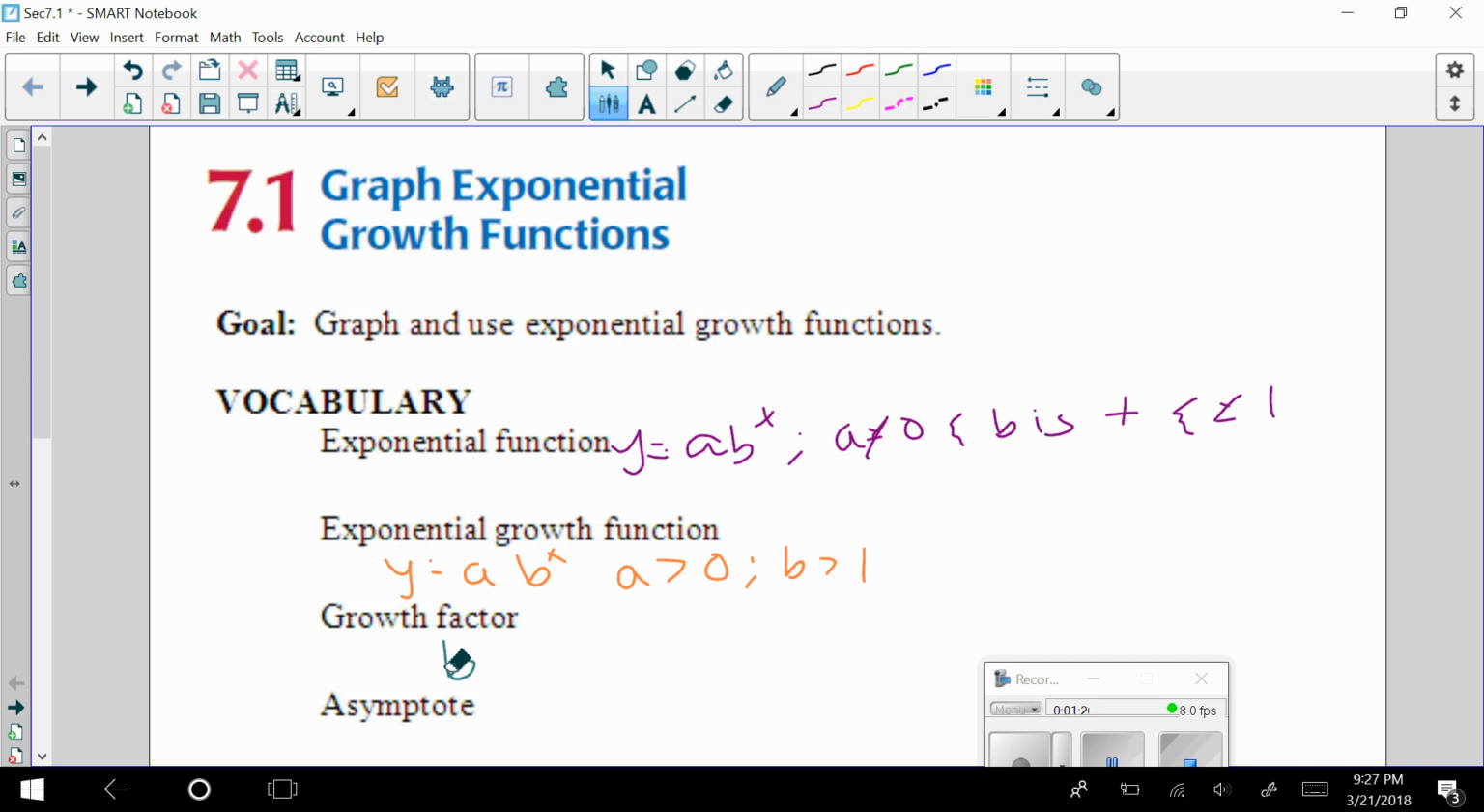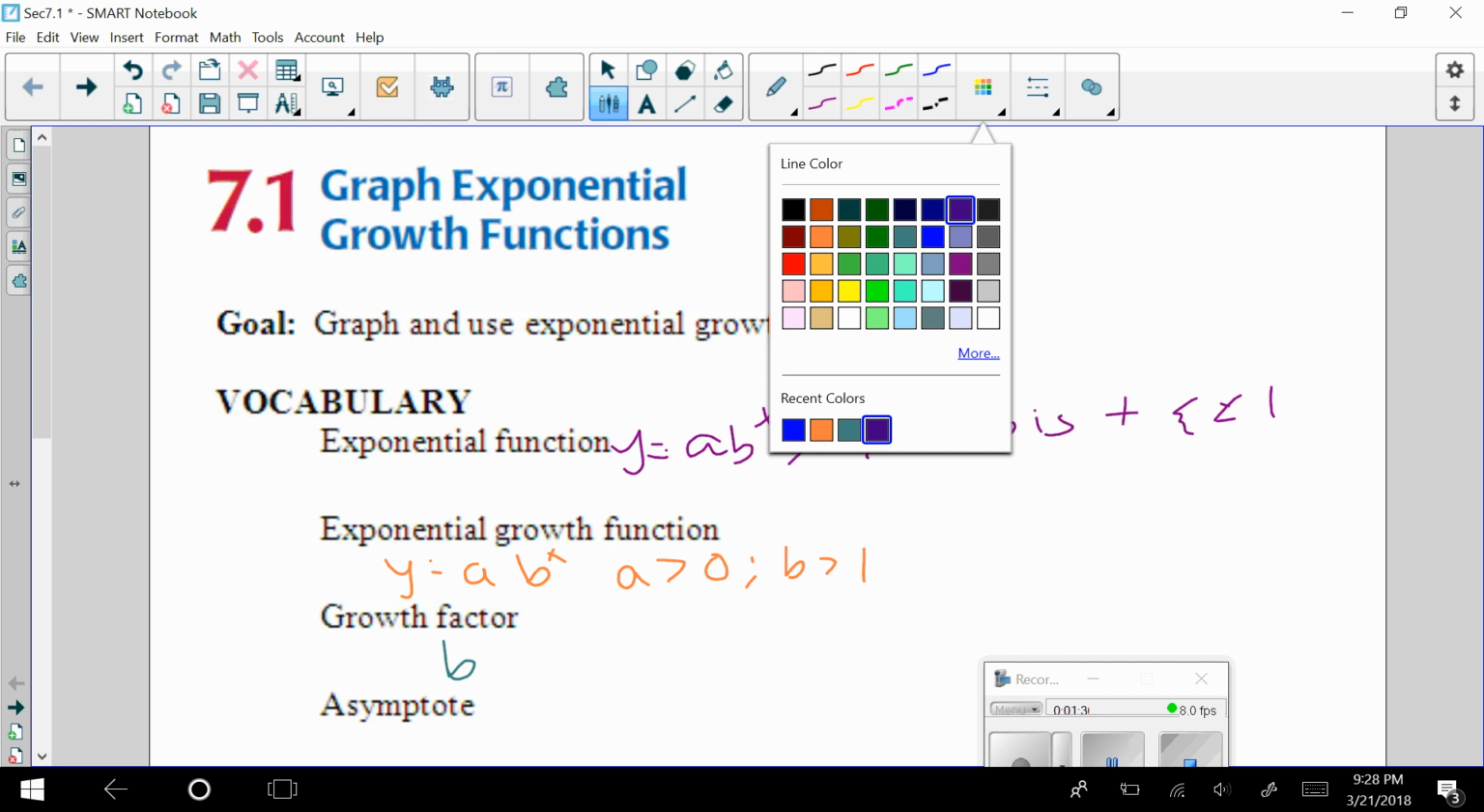And then lastly, the asymptote. The asymptote is the name for a line that the graph approaches more and more closely, but it never actually reaches that line.